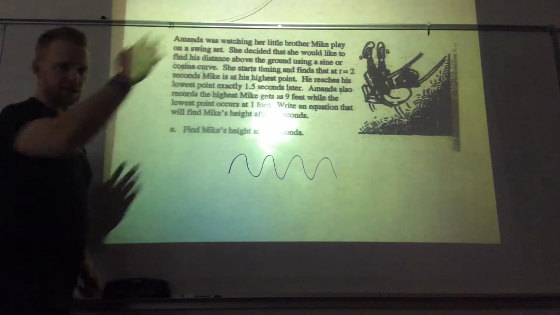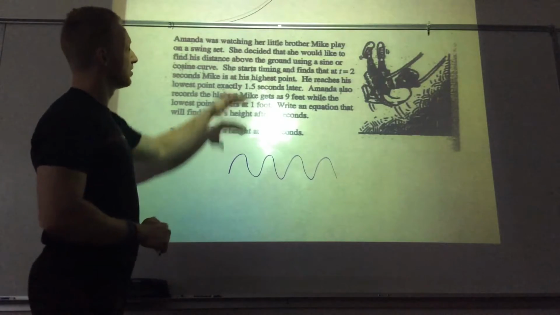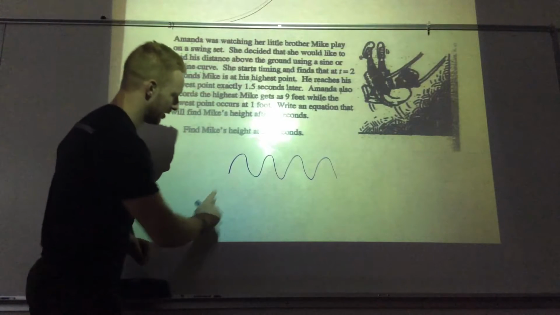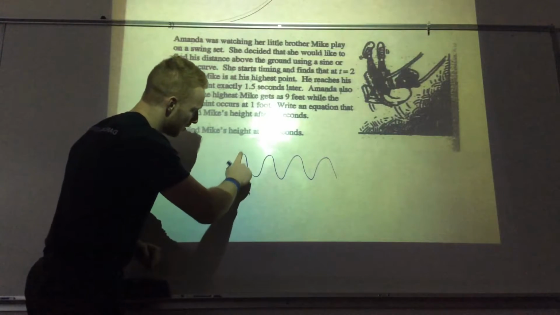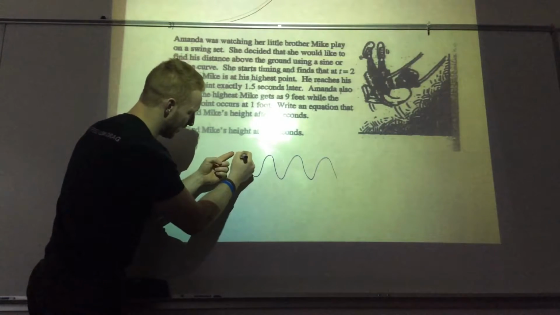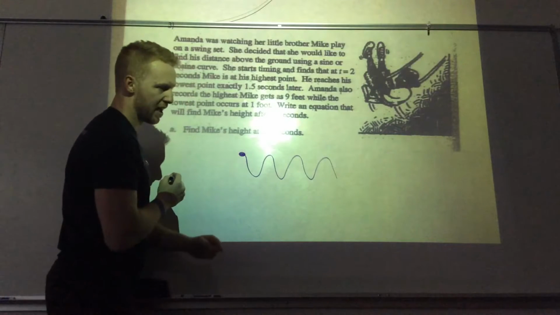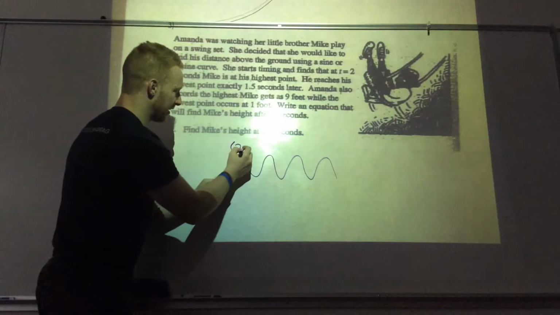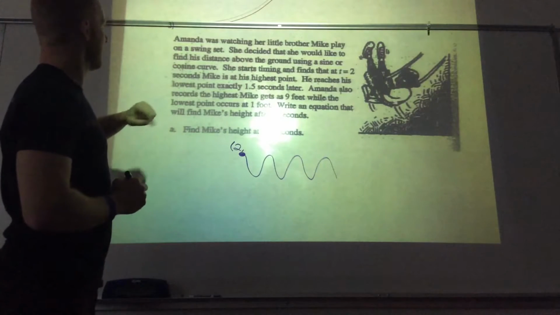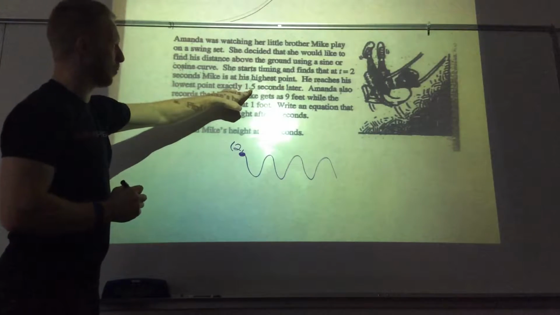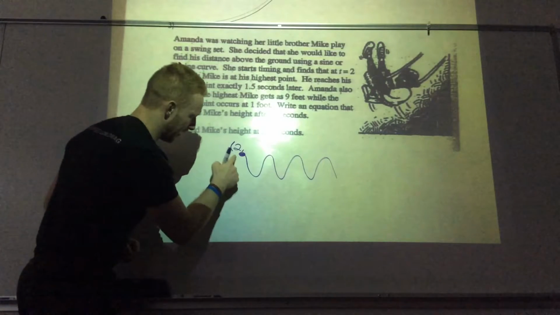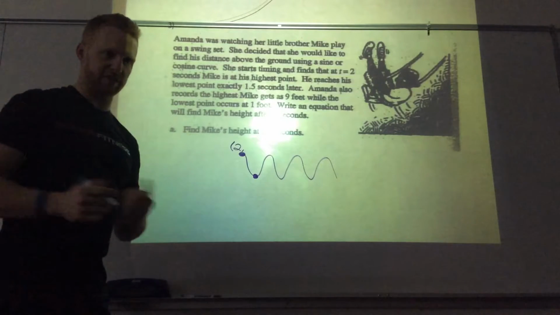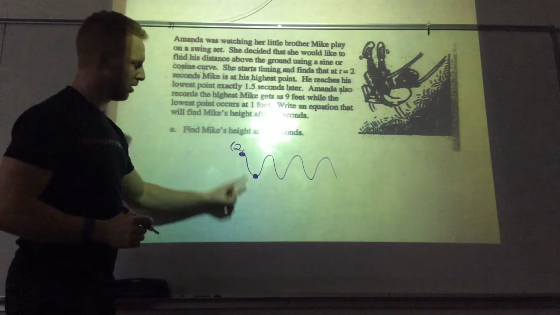What's cool is they all look the same, sine and cosine. So at 2 seconds, she finds Mikey's at his highest point. So first thing we know is he's at his highest point right here, and that was at what time? 2 seconds. Let's keep reading. He reaches his lowest point exactly 1.5 seconds later. Highest, lowest. Good. 1.5 seconds later, if we started at 2, we're now where?